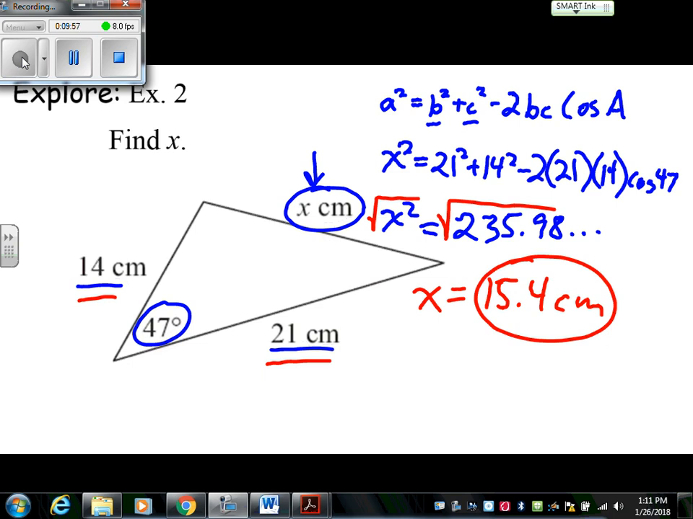All right, we're going to do one last example. You'll notice in both of these first two examples, we found missing sides. Now let's try finding a missing angle.